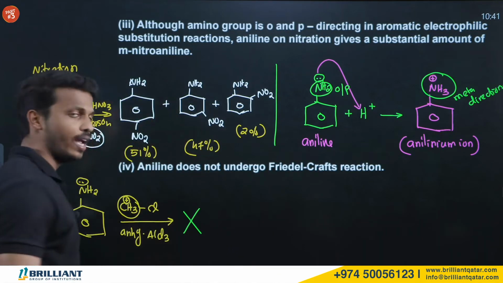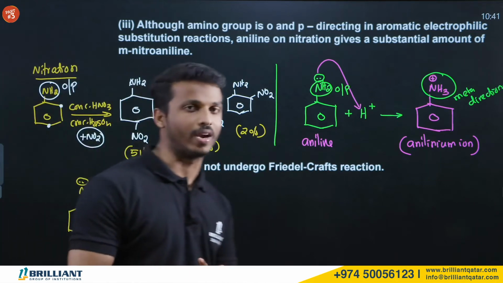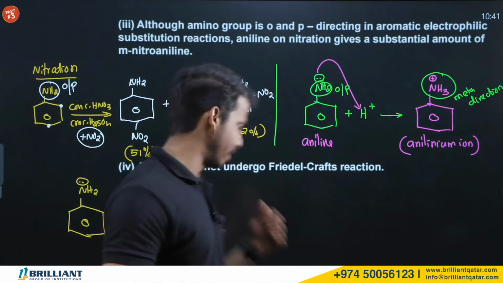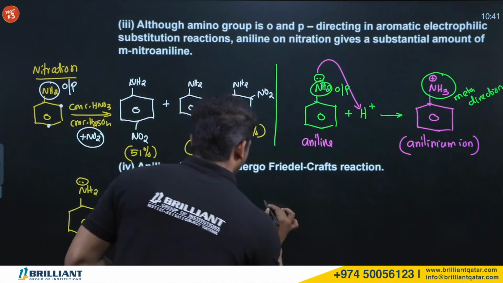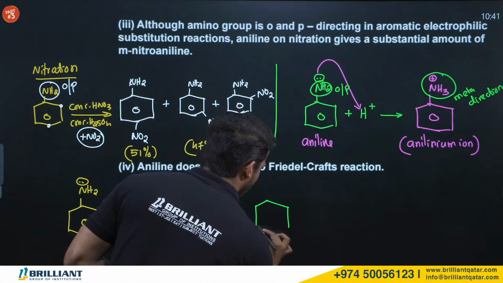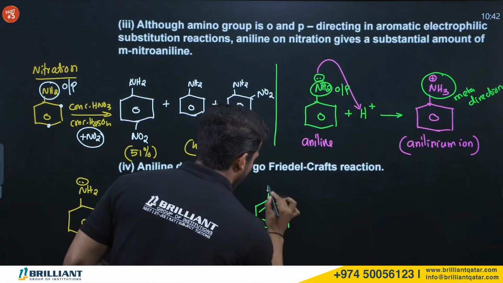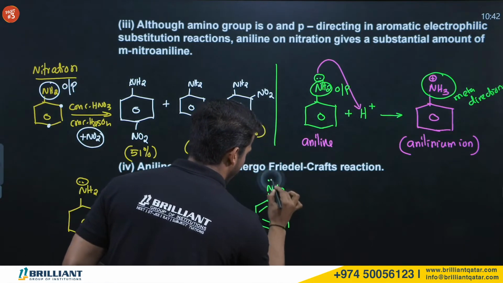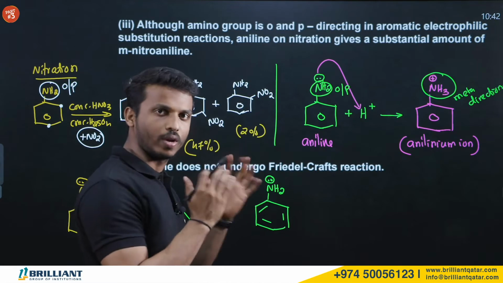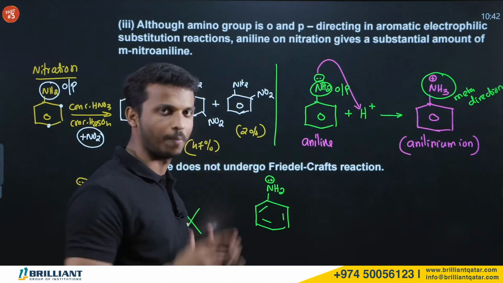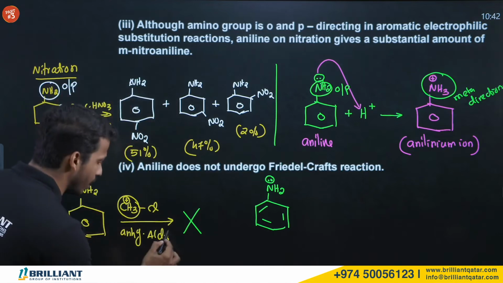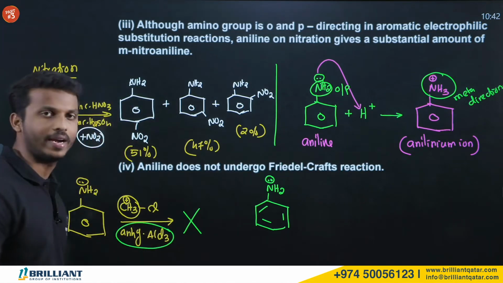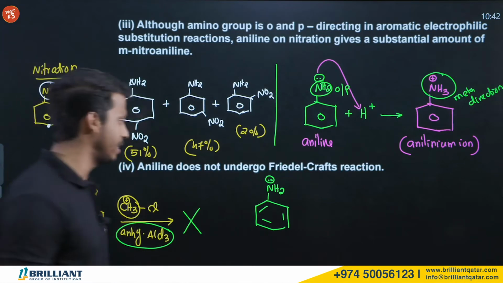That is a question. Why is aniline not undergoing Friedel-Crafts alkylation and acylation? Dear all, carefully listen. Aniline is the one we have. In this aniline, the nitrogen has a lone pair, so nitrogen is a little electron rich because of the unshared lone pair, right? What is the catalyst used in this Friedel-Crafts reaction? Anhydrous AlCl3. Let me take AlCl3 here.